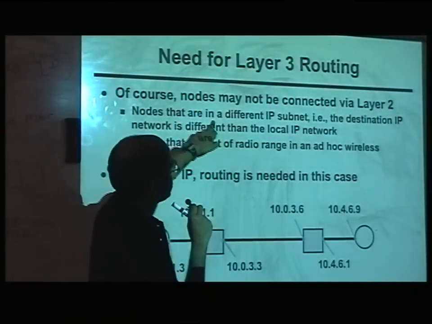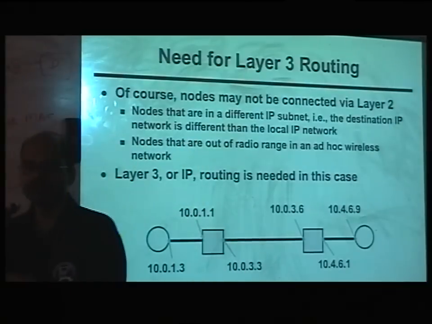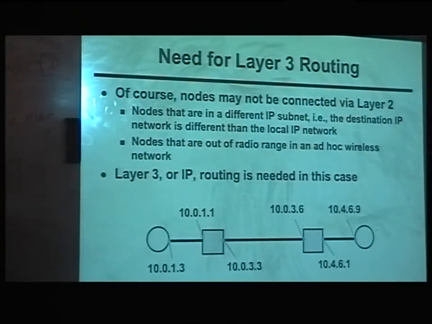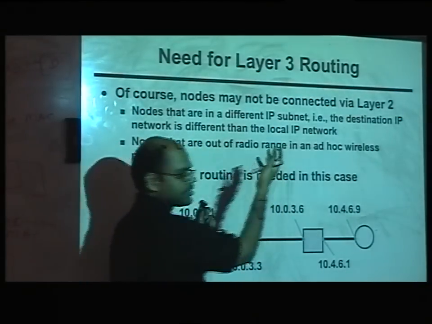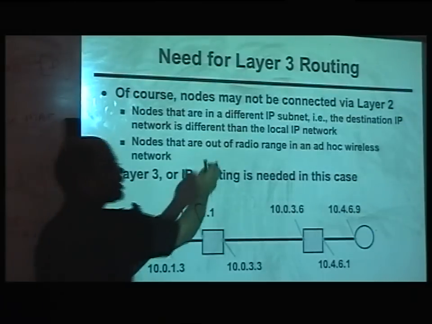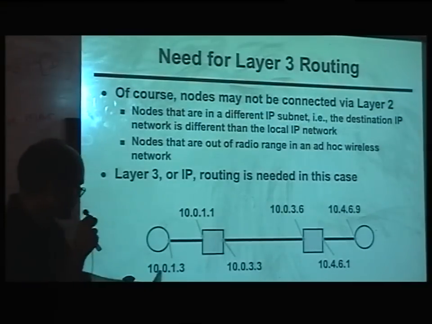What it means is that the nodes are in different IP subnets. If you look at Google's IP address, it is something like 144, and your IP address right now is 192, but that is a local IP address. The public IP address is typically that of IIITD, 180 something. So these two are different IP addresses, and so you need layer 3 routing. Another way to look at this is that you're not on the same radio link. The example is 10.0.1.3.